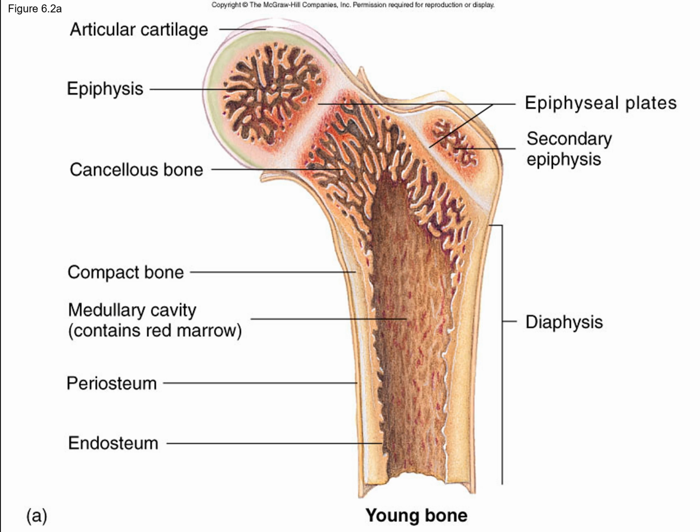This is a picture of a long bone, like your humerus or femur. The very first thing to look at is these two words right here, epiphysis and diaphysis. The epiphysis refers to the ends of a long bone, and the diaphysis refers to the shaft.